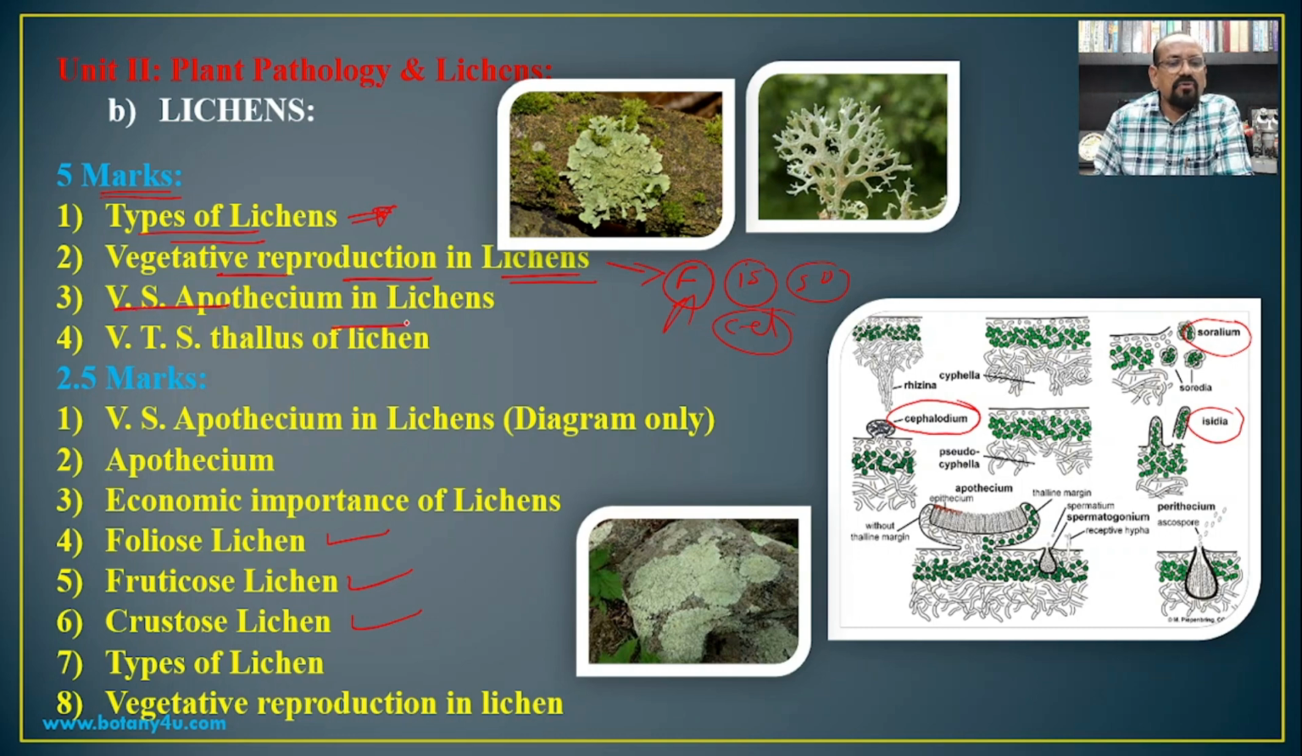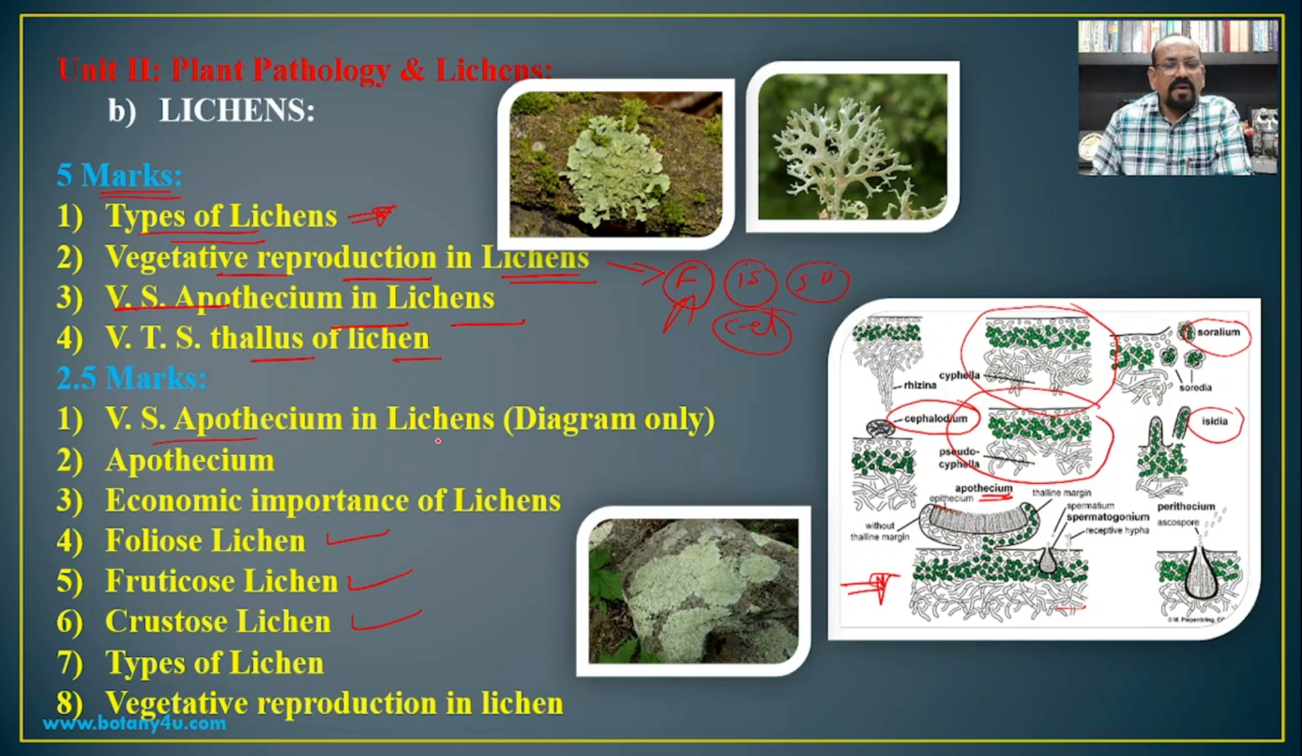Then VS of apothecium in lichen, this is a very commonly asked question for 5 marks as well as 2.5 marks, and this is the diagram that is expected in this question, that is the VS of the thallus along with the apothecium, where there is formation of the ascus with ascospores. Then VS of the thallus of lichen, so we have to provide the VS of the thallus so that we can show the internal structure of the thallus.